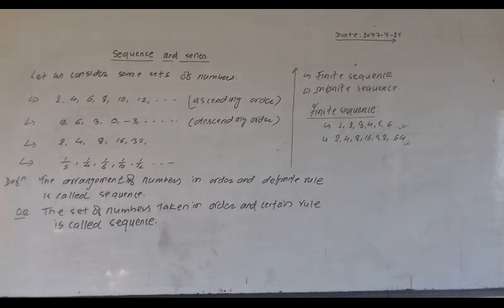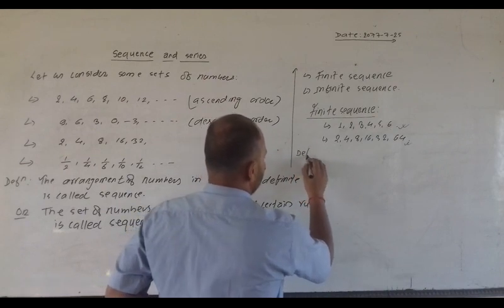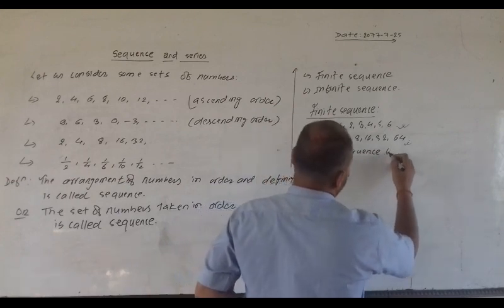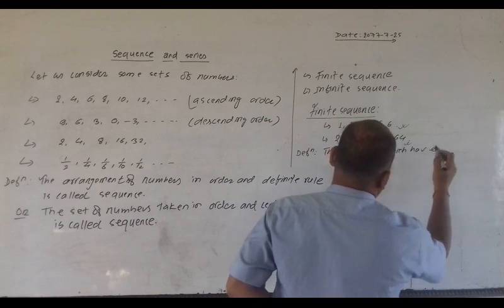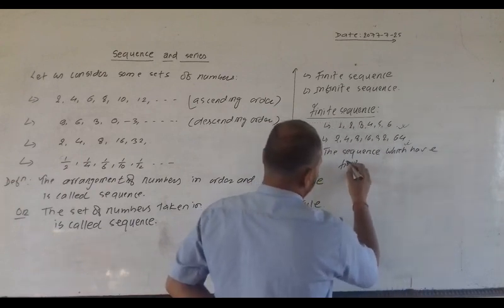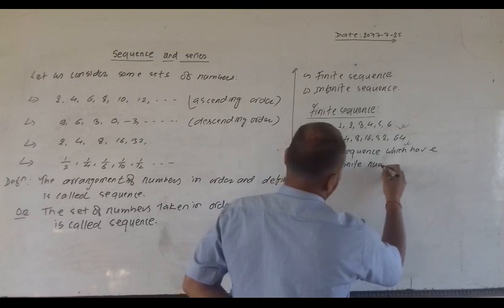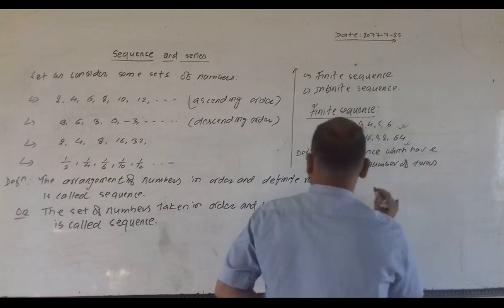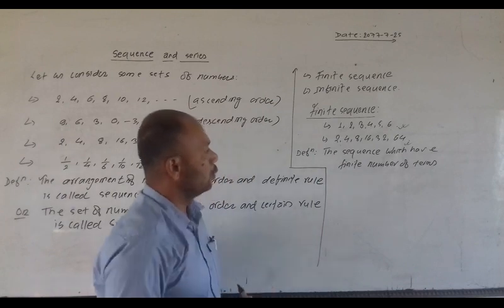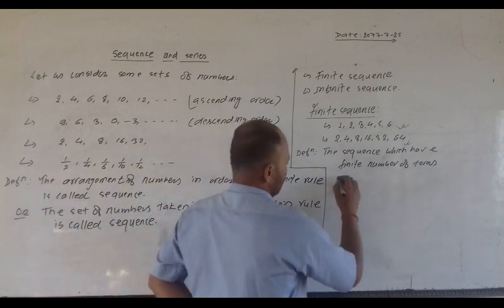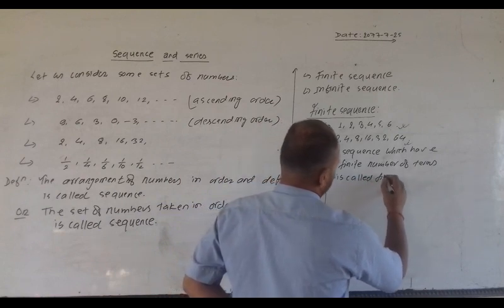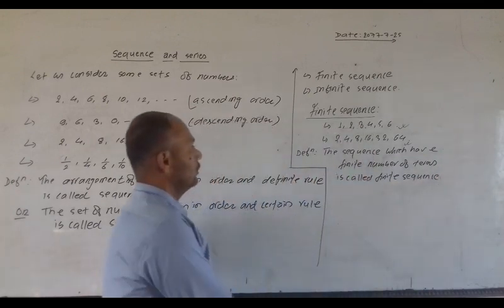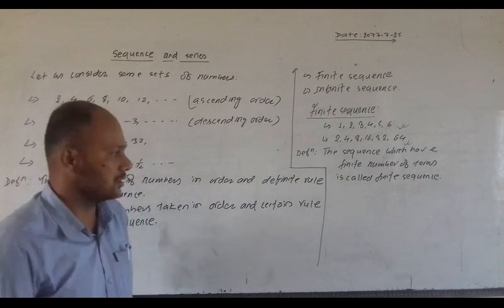Now see how we write its definition. The sequence which has a finite number of terms is called a finite sequence.